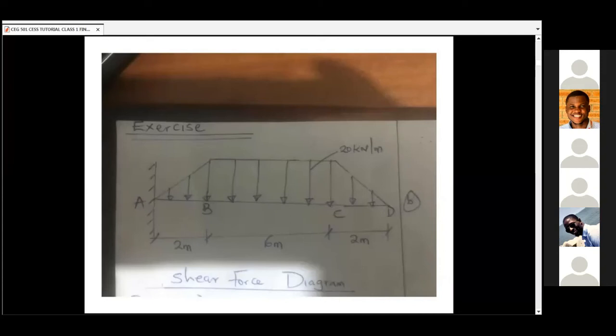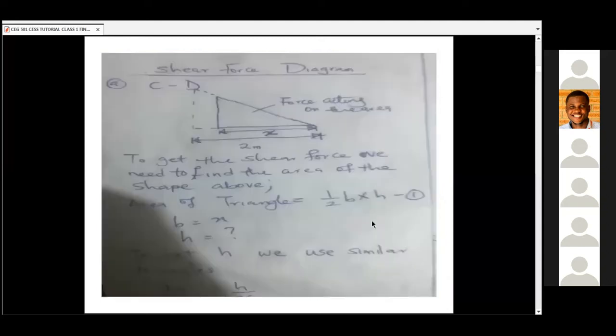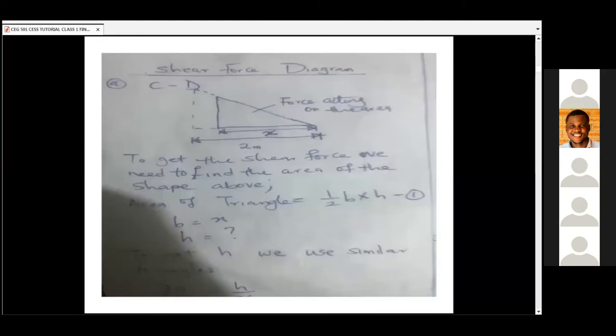Okay, Maiwa has informed me that he has completed his own drawing, so I'm going to use him as benchmark. Now, like I said, I'm considering span CD. We are not just going like we normally do, with just point C and point D. Now we are trying to derive a formula that would enable us to get the shear force at any point within that span.